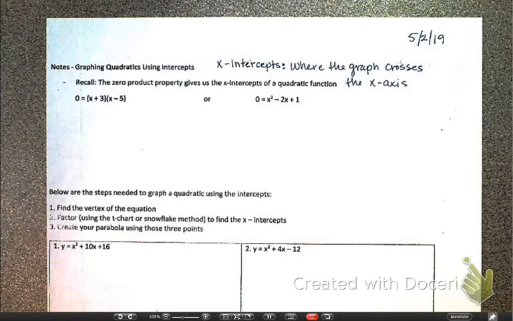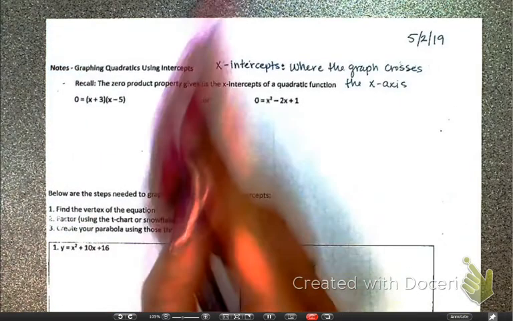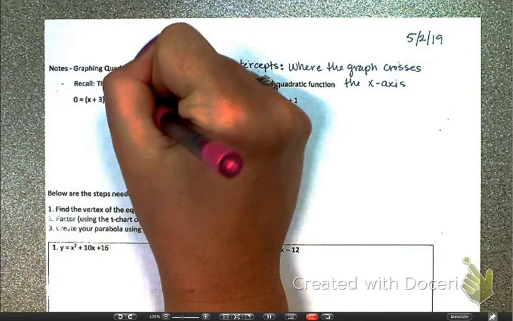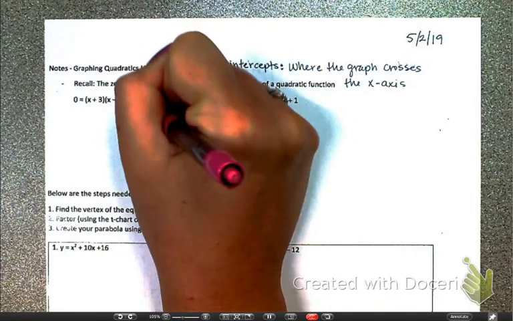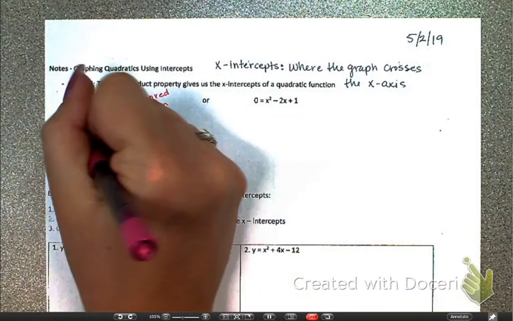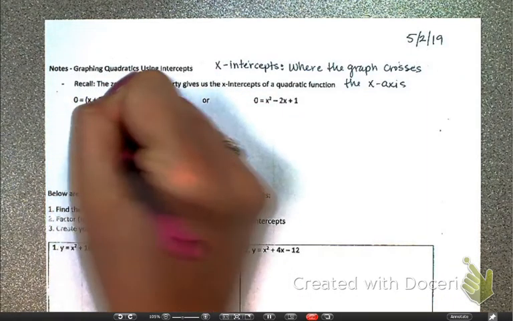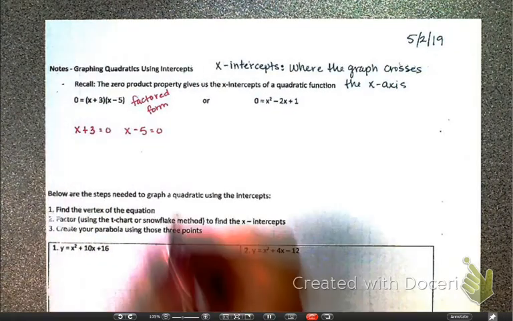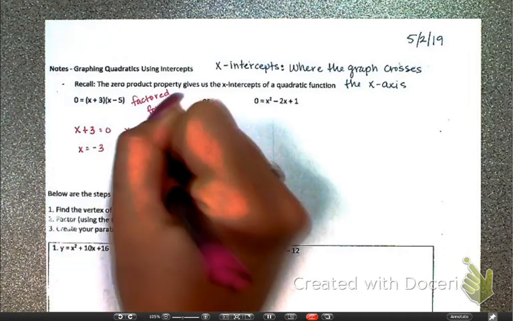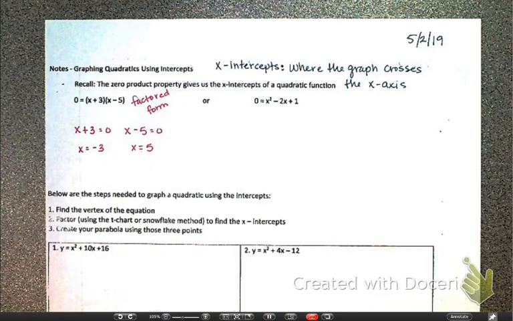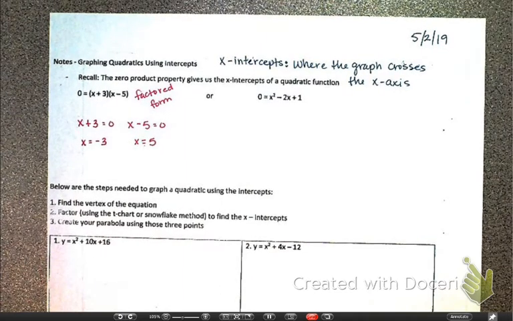Just like in our warm-up, if it's already in, what form is this? Factored form. We can use the zero product property to solve for our x-intercepts. So we would take each factor and set them equal to 0. So x equals -3 and x equals +5. Those are the x values.